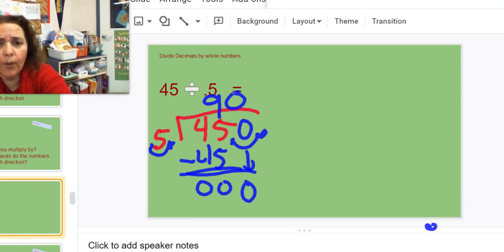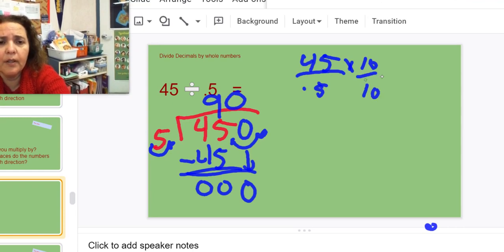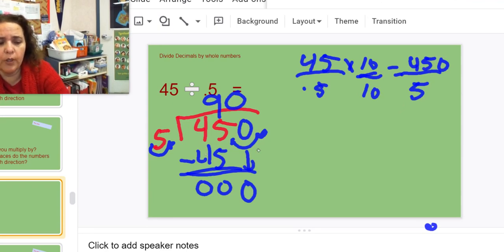Or I could have done it the other way, right? I could have done 45 over 5 tenths. And basically, it's multiplying both by 10, both by 10. 45 times 10 is 450. And then 5 tenths times 10 is 5. So it's still the same thing. See, 450 divided by 5. See how I get the same thing? And then I have to do the division. So it's easier to do it this way here.